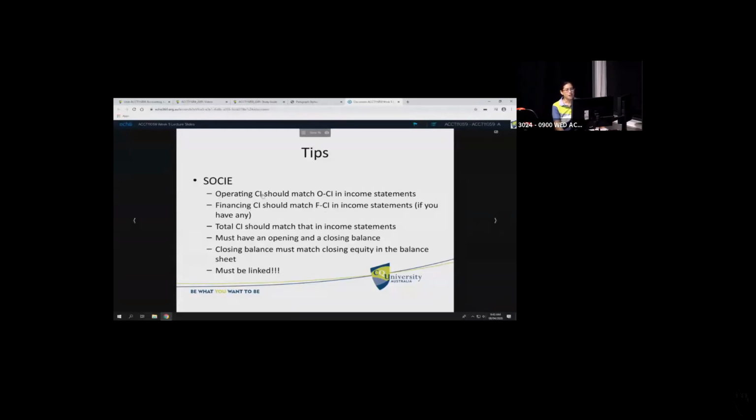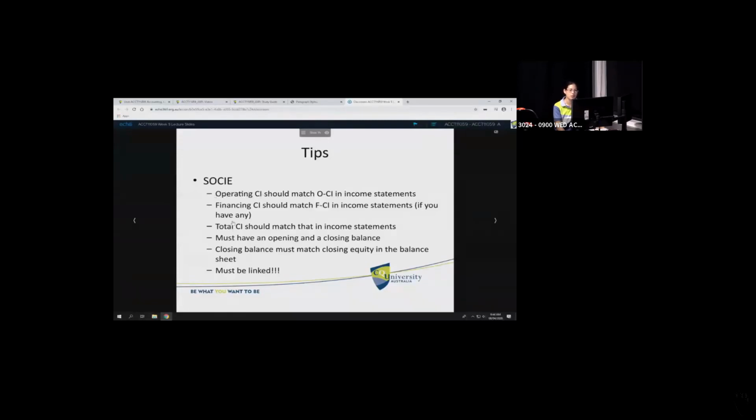So OCI and FCI, the operating and the financial aspects, should still match the total comprehensive income. Okay, we haven't added anything in, we haven't taken anything away. All we have done is rearrange our other comprehensive income. Remember there's a difference between other CI and total CI, and we have added that to our profit to get an overall total. So all we've done with restating is simply grouped the other CI into O and F.